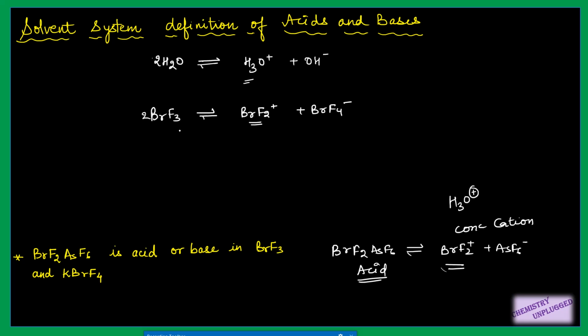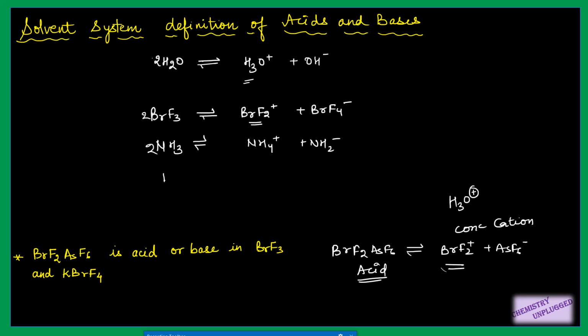In this particular case we have BrF3. We can have different types of solvents, like ammonia. In the case of ammonia, you will have NH4+ and NH2-. If a species is increasing the amount of NH4+, it will be called an acid. You can compare it directly with H3O+. So you don't need to remember it, simply compare it with water.